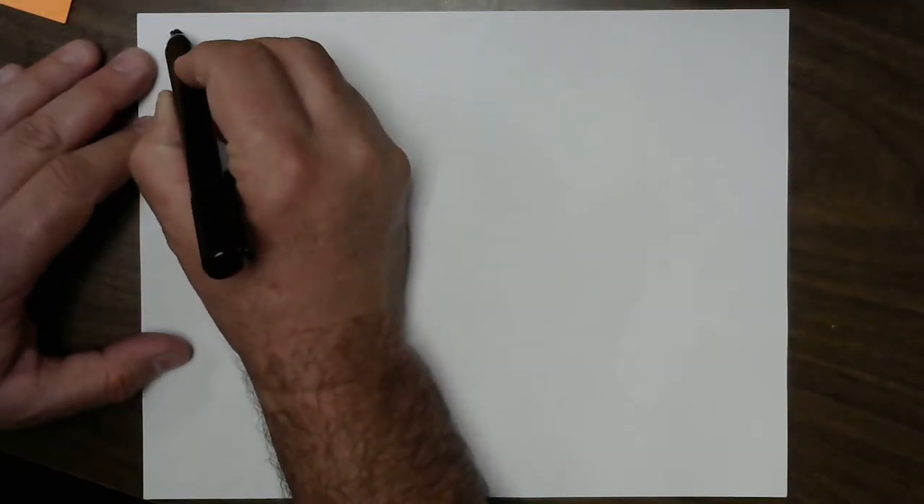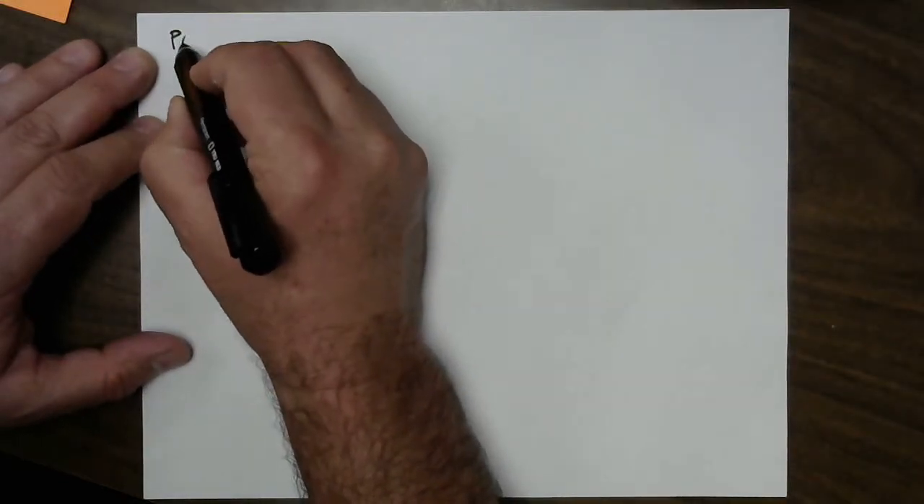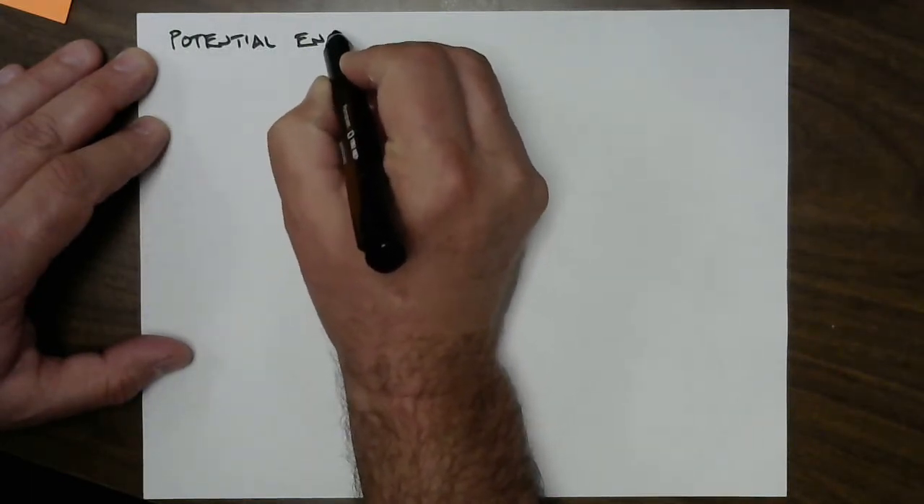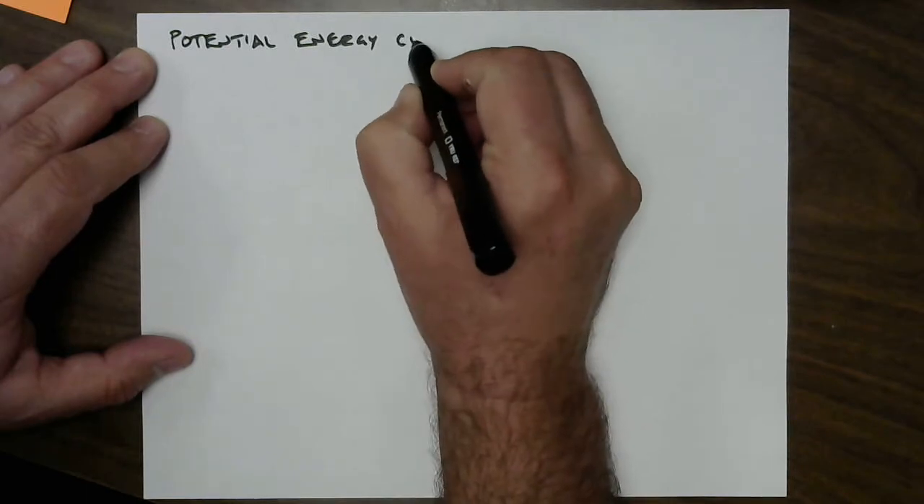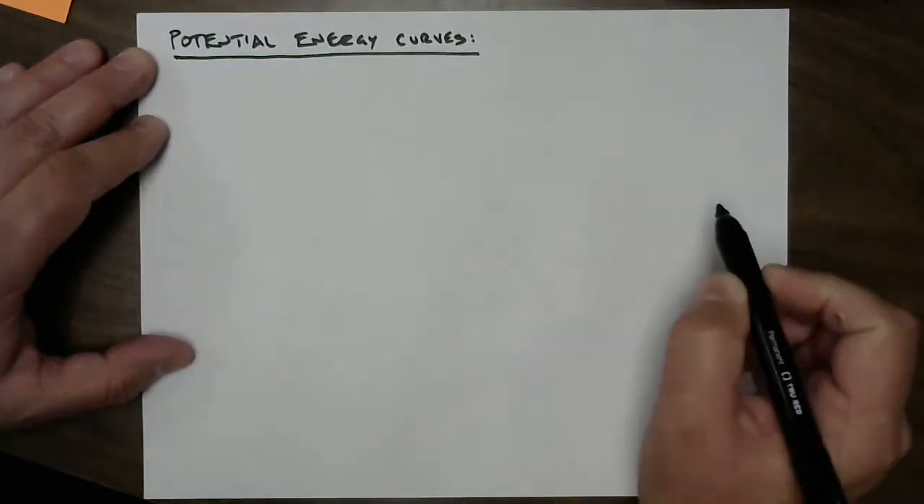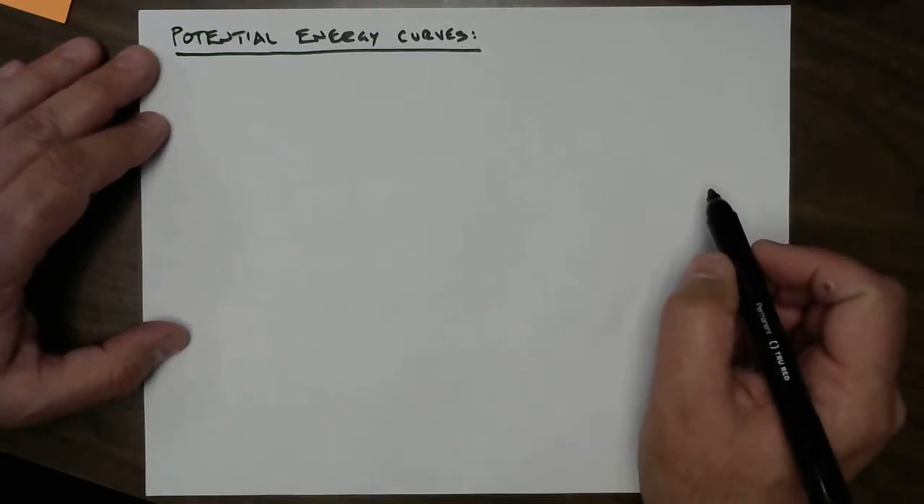And as they are running a leaf blower just outside my classroom, I would like to talk about potential energy curves. Potential energy curves is a graphical way to represent conservation of energy.